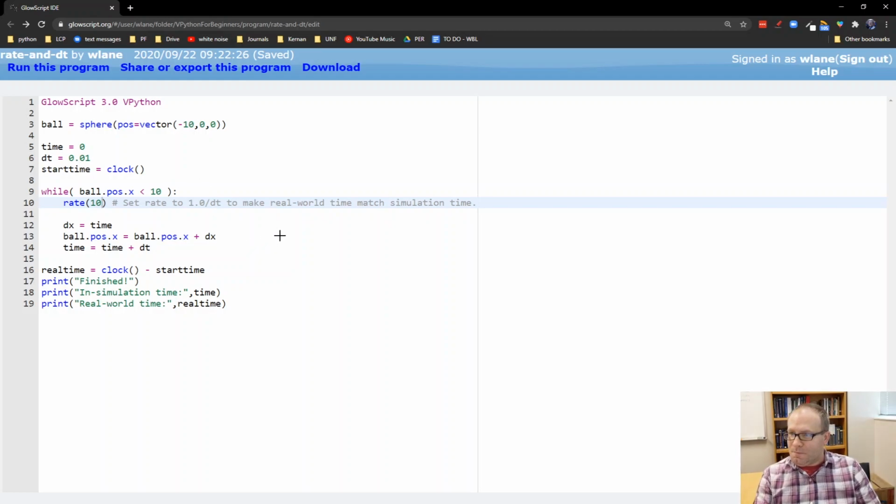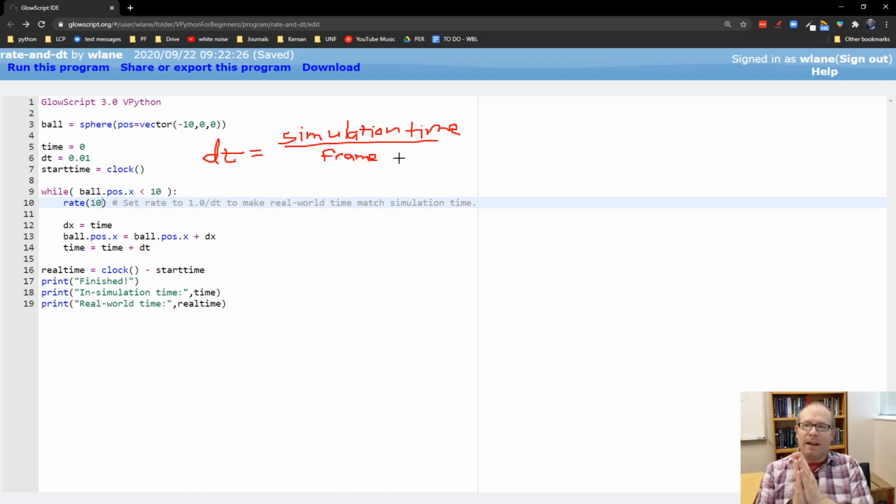Let me show you what this means. So the DT here, that is equal to the number of seconds in the simulation. So that is the amount of time in the simulation per frame of the animation. Right? That is how many seconds the ball experiences in each frame of the animation. In this case, the ball experiences 0.01 seconds per frame of the animation.